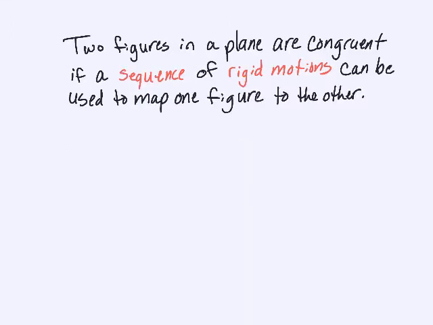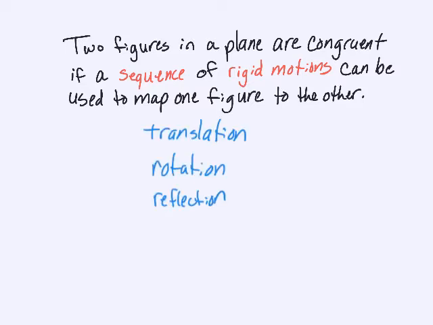So we have another way of defining congruence. And we can say that two figures in a plane are congruent if a sequence of rigid motions can be used to map one figure to the other. So remember, our rigid motions are translations, rotations, and reflections. So using these three rigid motions, sometimes you only need one. Sometimes you'll use a combination of each one, but you'll never use more than one of each.